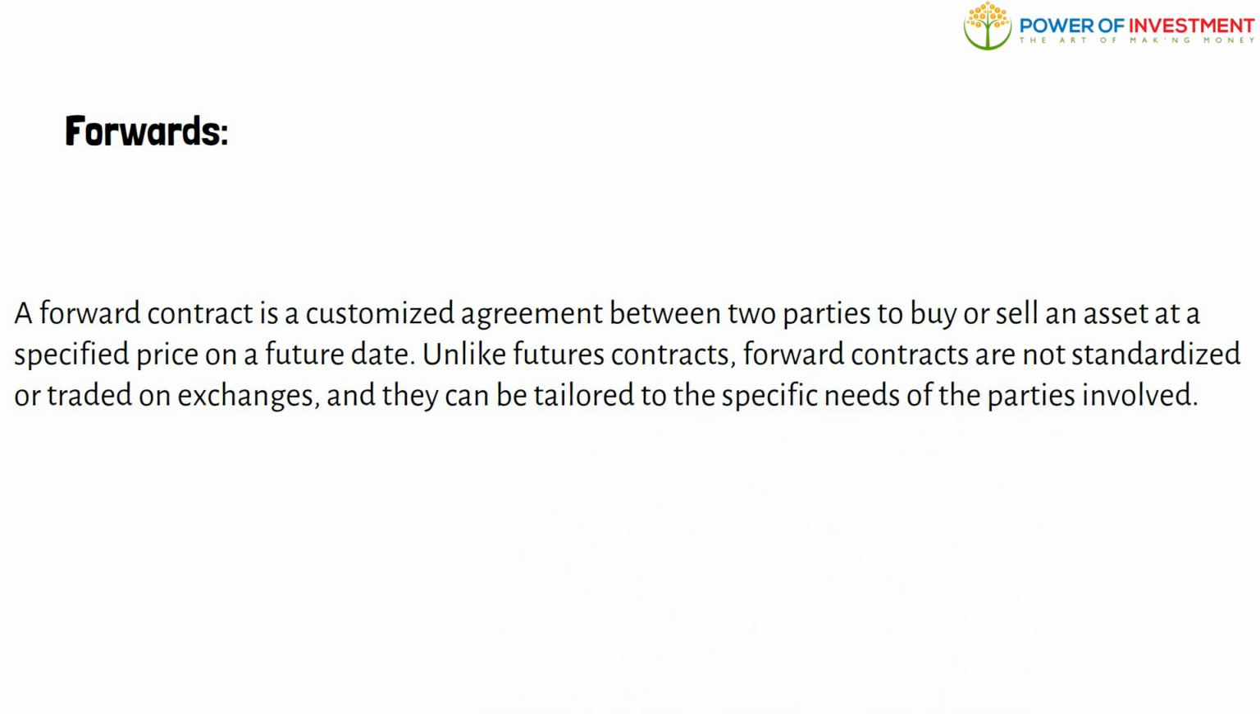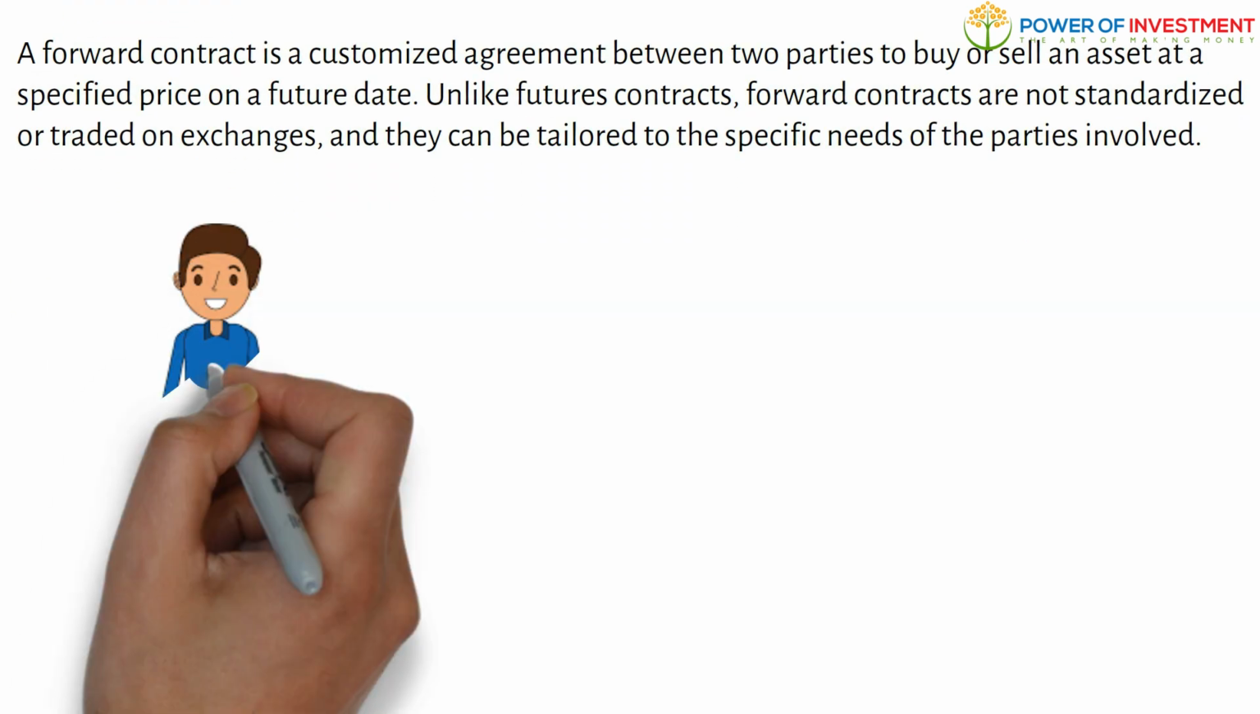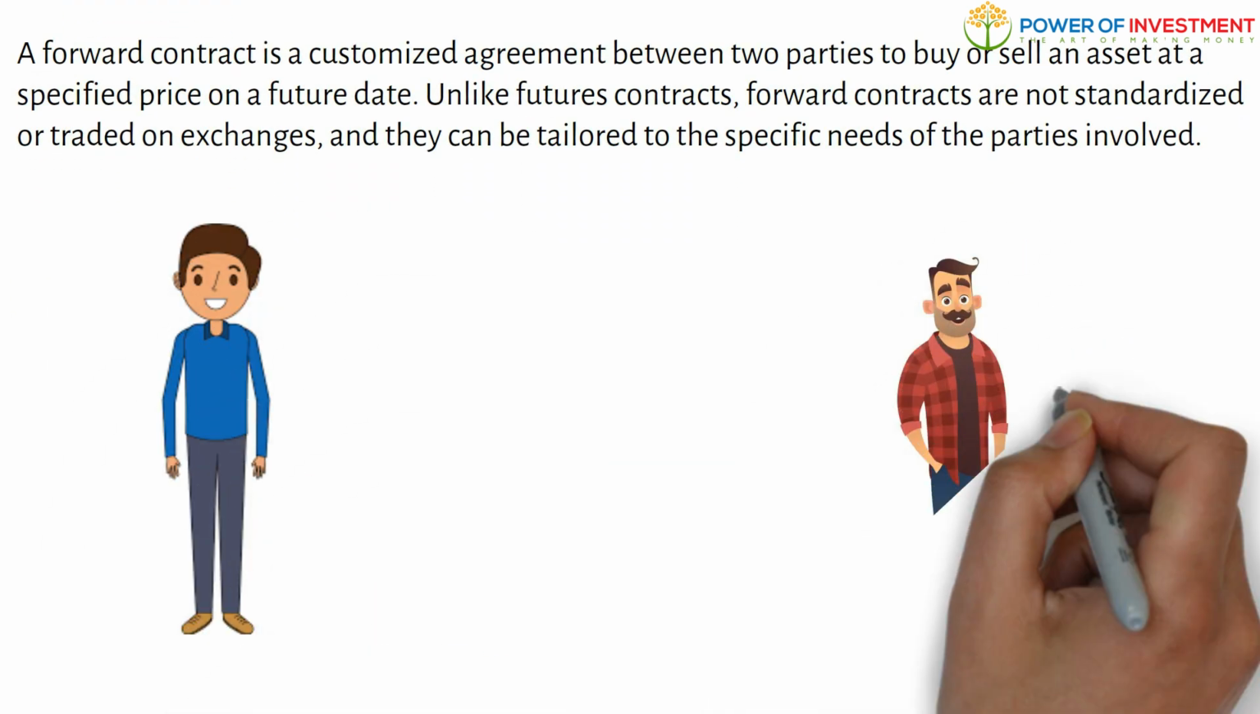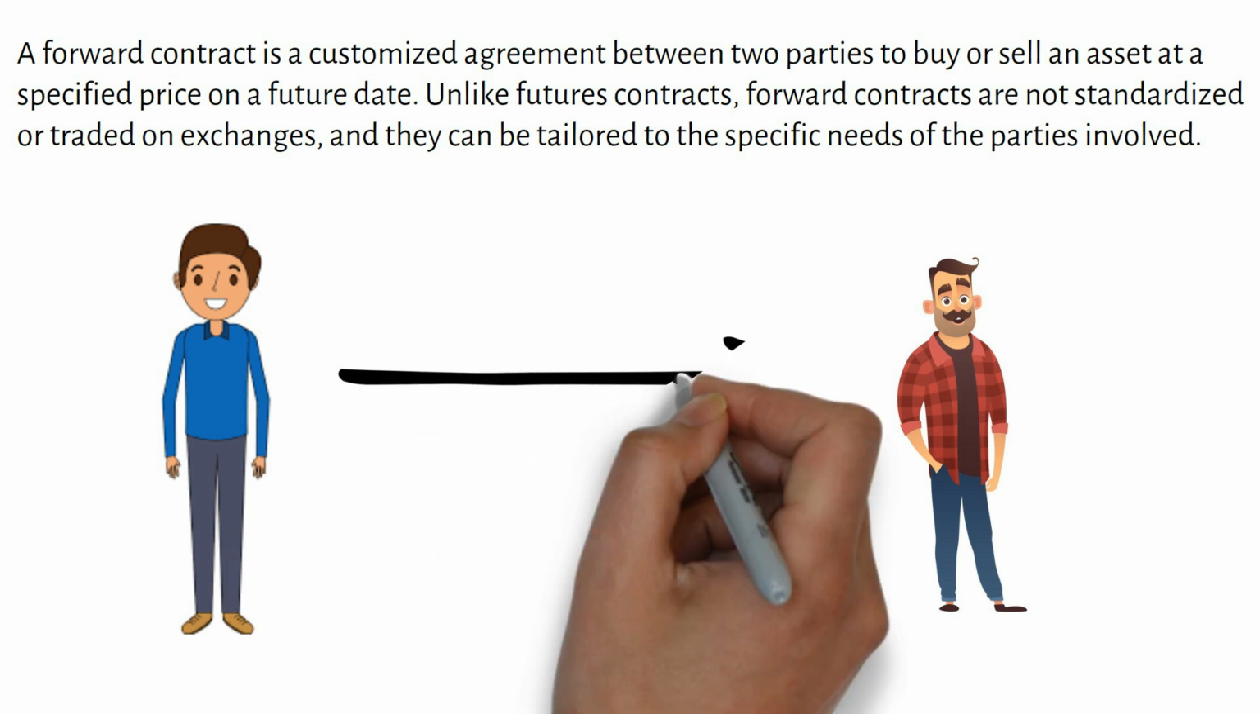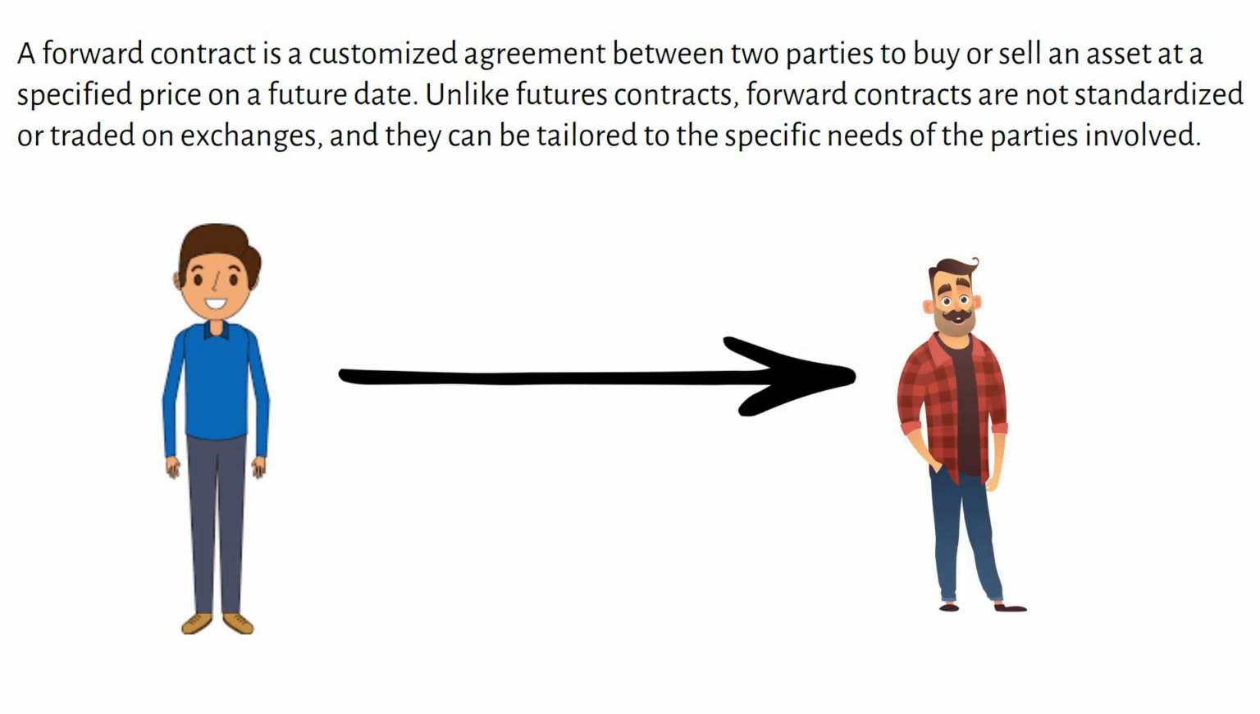Example: imagine a shopkeeper and a wholesaler. The shopkeeper agrees to buy 10,000 kilograms of sugar from the wholesaler at 40 rupees per kilogram, with delivery in 3 months. The shopkeeper is expecting the price to go up.